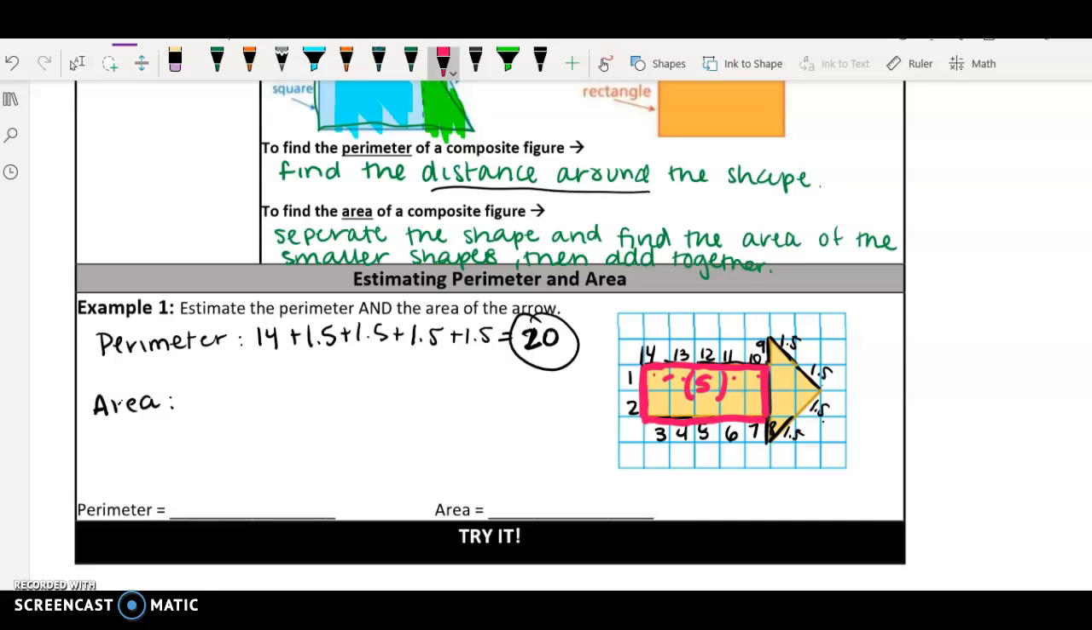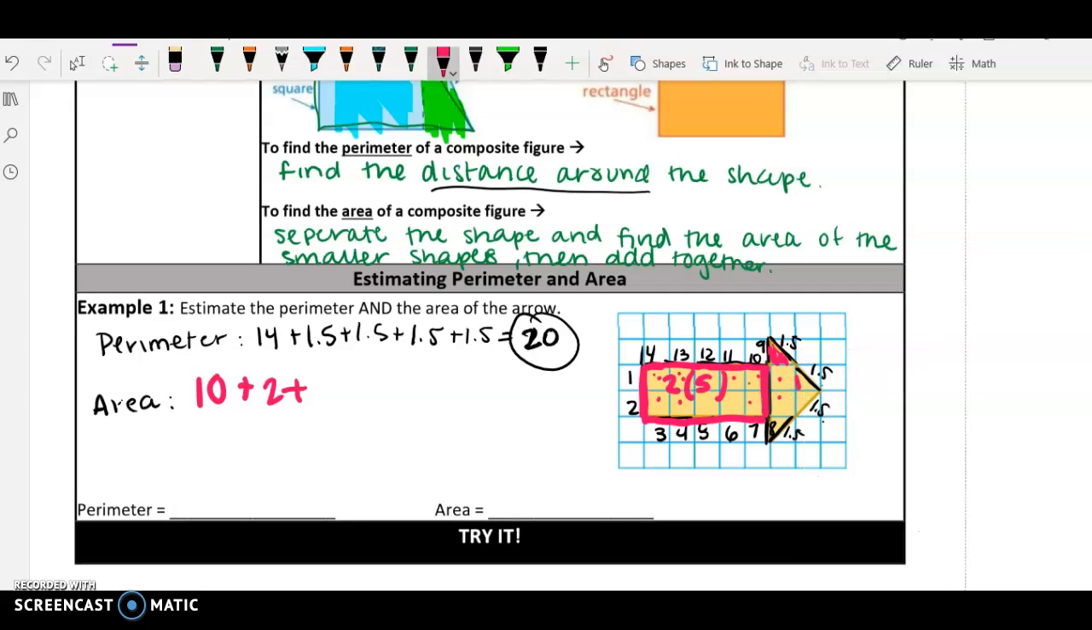So I'm going to do 2 times 5 because the area of a rectangle is length times width. So 2 times 5 would give me 10. I also can just count those: 1, 2, 3, 4, 5, 6, 7, 8, 9, 10 boxes in there. Plus 2 boxes here inside my arrow. Plus, and we know that if it's going diagonal, this half would match with this half.